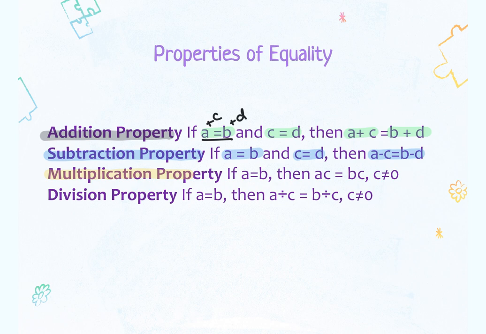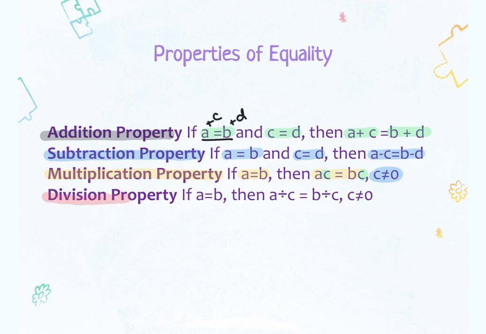The multiplication property says if A equals B, then AC equals BC. This time you're multiplying the same thing on either side of the equation. And the only rule here is that C cannot be 0. Obviously, if it's 0, it cancels everything out.